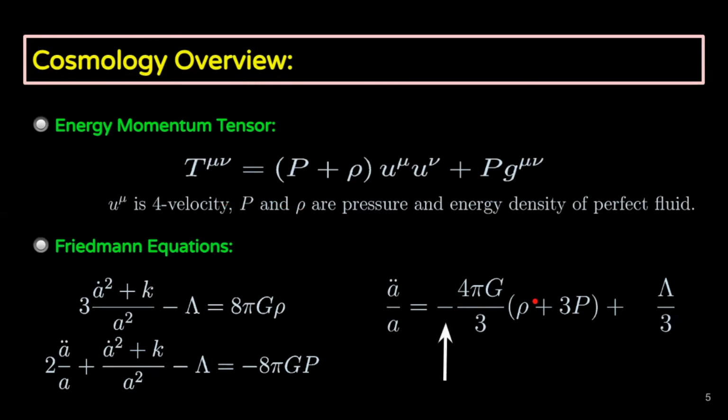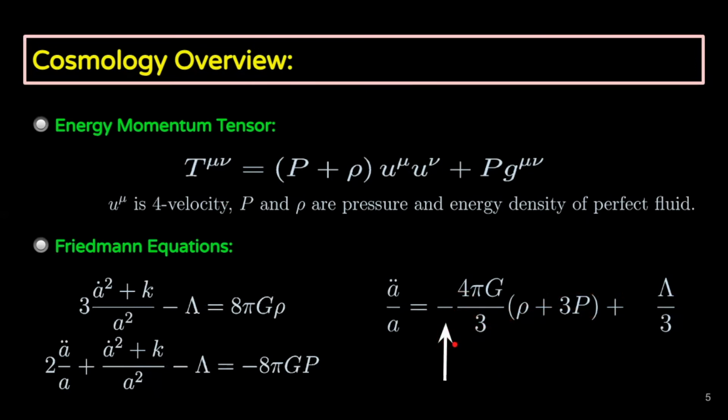So the left hand side of this equation denotes the acceleration. The first term of the right hand side is the pressure and density term, or we can say the gravity term. P and rho are always positive for matter and radiation, and this negative sign denotes that gravity slows down the expansion.